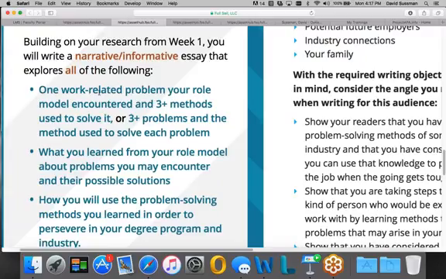First, what are those work-related obstacles that your role model encountered? Remember, you had the option of either focusing on 3 separate problems that your role model encountered and how your role model overcame them, or you could focus on just one big problem and 3 different methods that your role model used to overcome it.